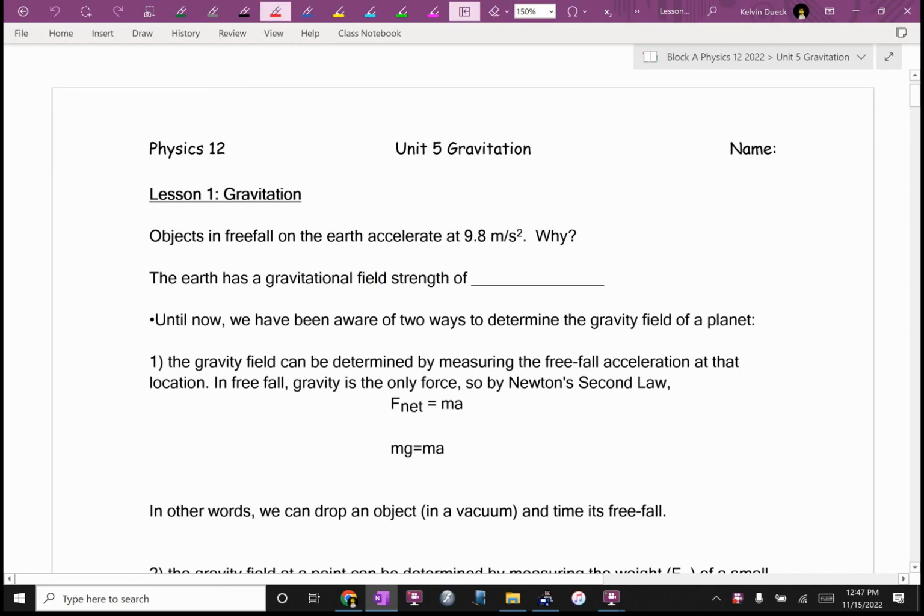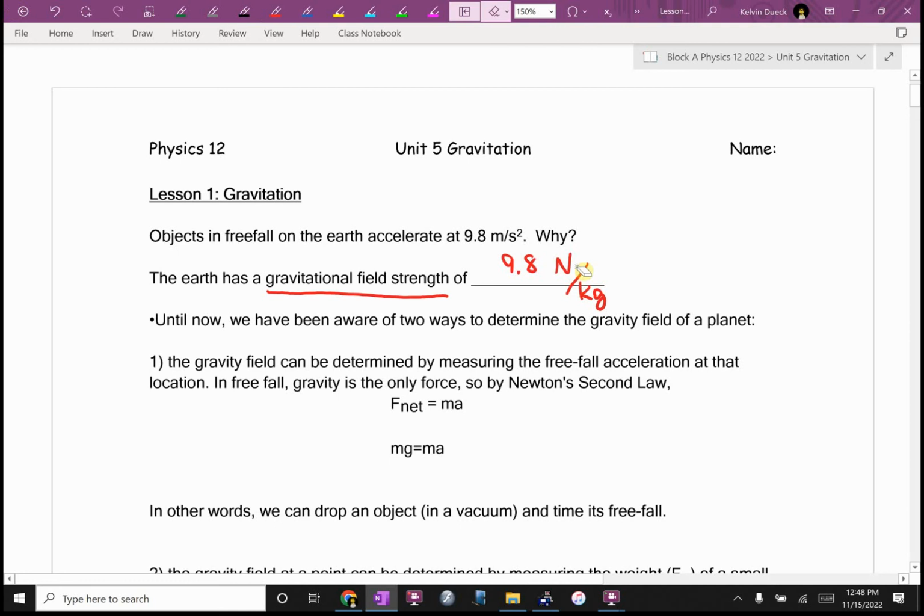Why? The reason that they accelerate, I'm going to try and get you to think about that 9.8 a little differently now. The reason they accelerate at 9.8 meters per second squared is the Earth has, and here's our new term, a gravitational field strength of 9.8 newtons per kilogram. It's not a coincidence that the 9.8 is the same thing there for both.